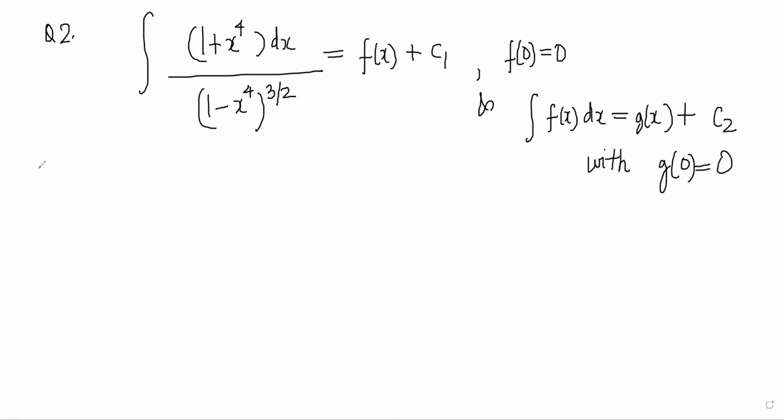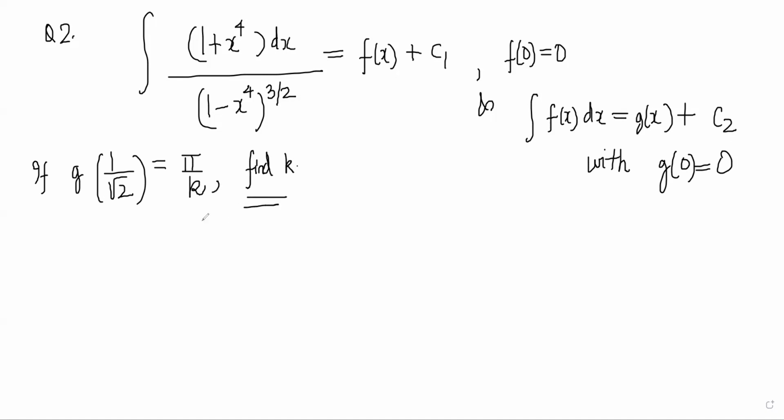Now they are asking us if g of 1 by root 2 is equal to pi by k, find the value of k. So they are asking us to find the g function, which is basically integral of f of x, right? We can think about it in a step-by-step manner. First, I need to find my f of x, and only then I can try to integrate that, right?